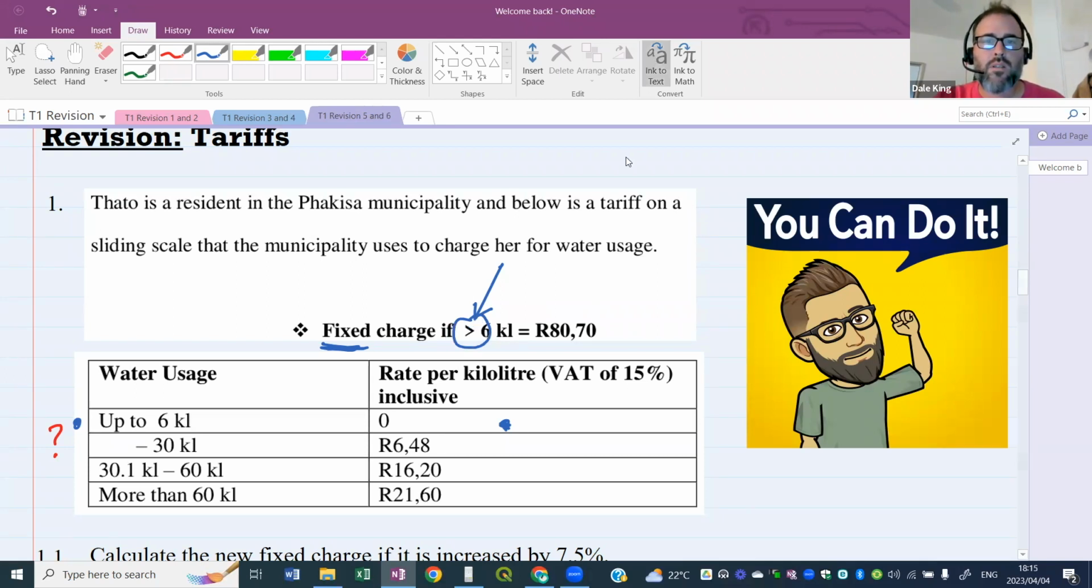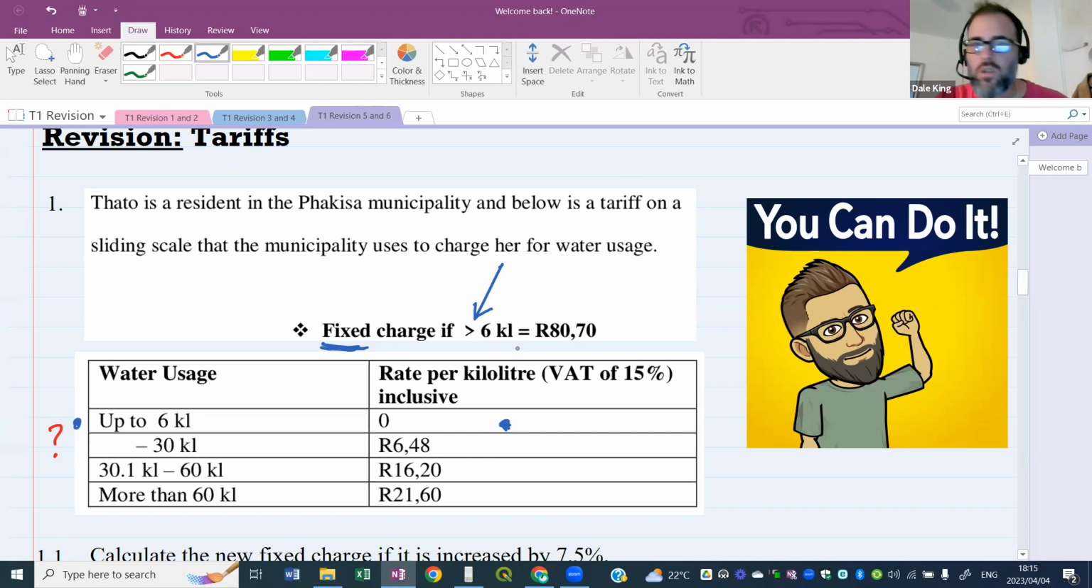Greater than. Very good. Well done. So it says, I'll read it again. Very good. Well done, guys. It says there's a fixed charge if greater than 6 kiloliters. So if your water usage is more than 6 kiloliters, you have to pay a fixed charge.